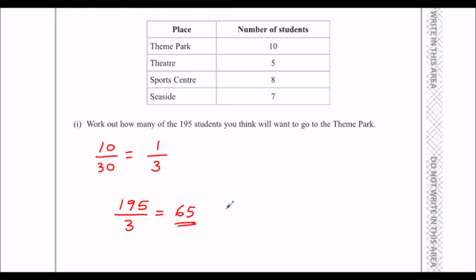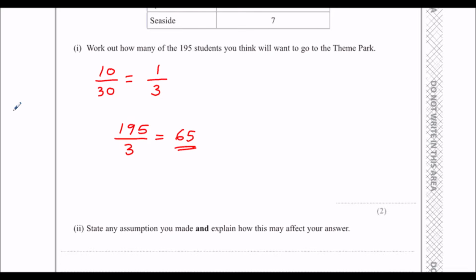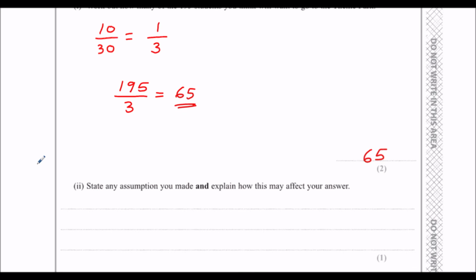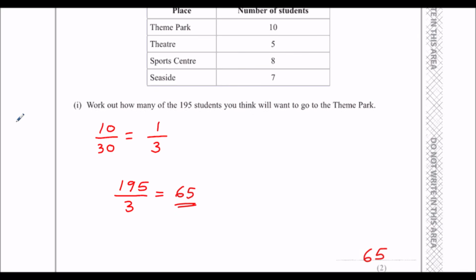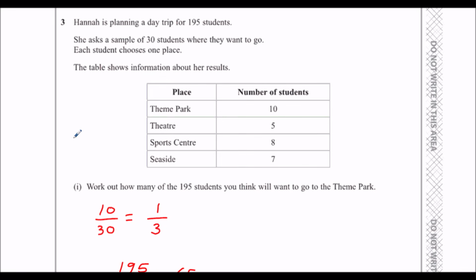So we'll say that 65 students will want to go to the theme park. And then there's a second part: state any assumption you made and explain how this might affect your answer. So the assumption we've made is that the sample is representative of all the students.